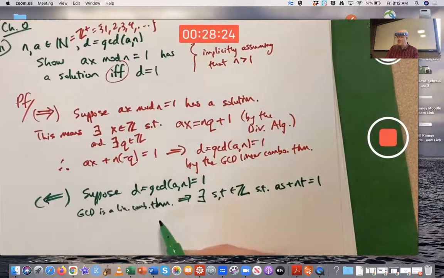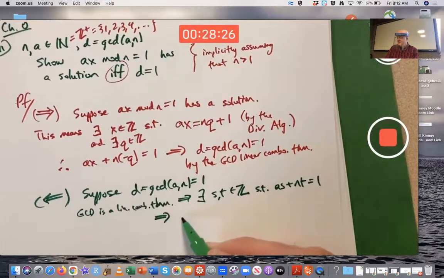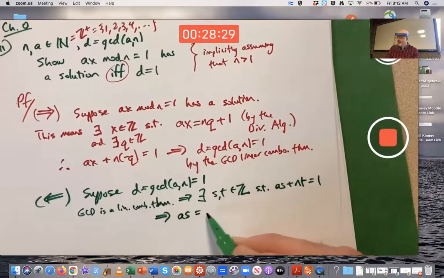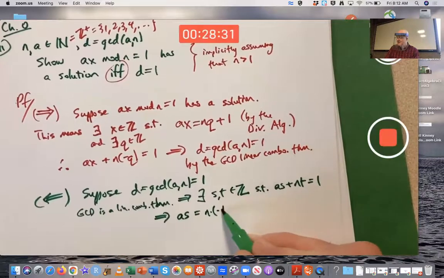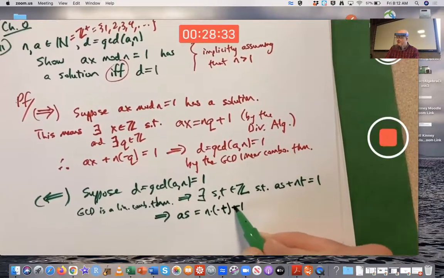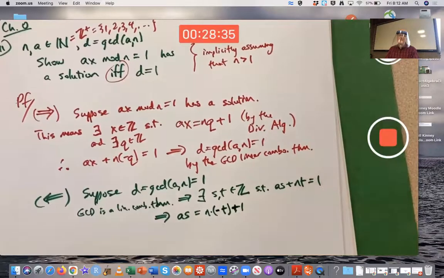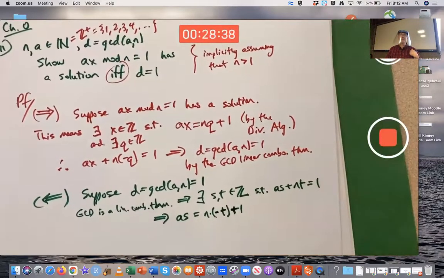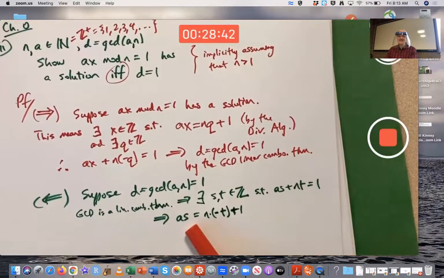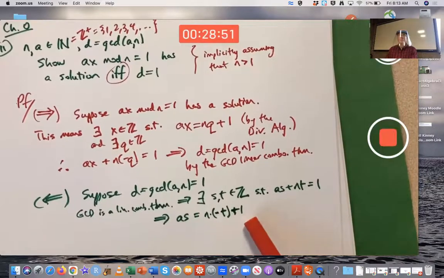And I'll just rearrange it the other way. AS equals n times negative t plus 1. And here's where it's good to also assume n is greater than 1. We now have AS in the form of the division algorithm. It's like we're dividing by n, with the quotient plus the remainder. But is that really the remainder? The remainder needs to be less than n, less than what we're dividing by.